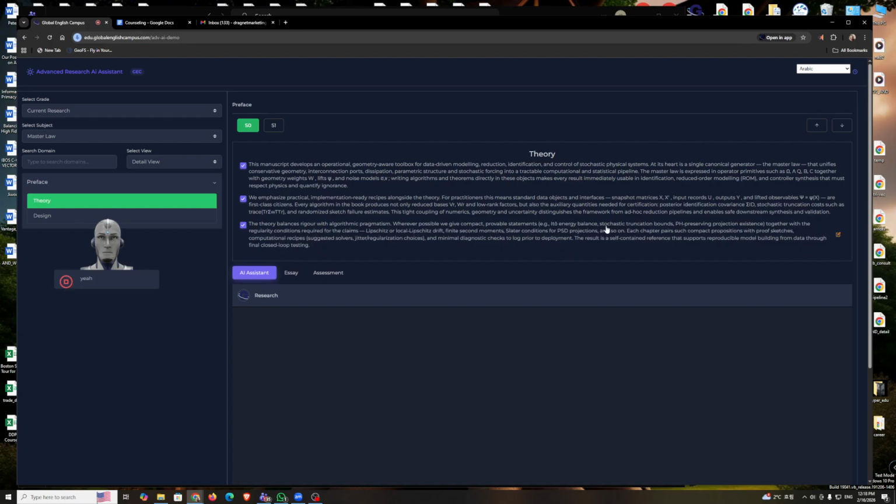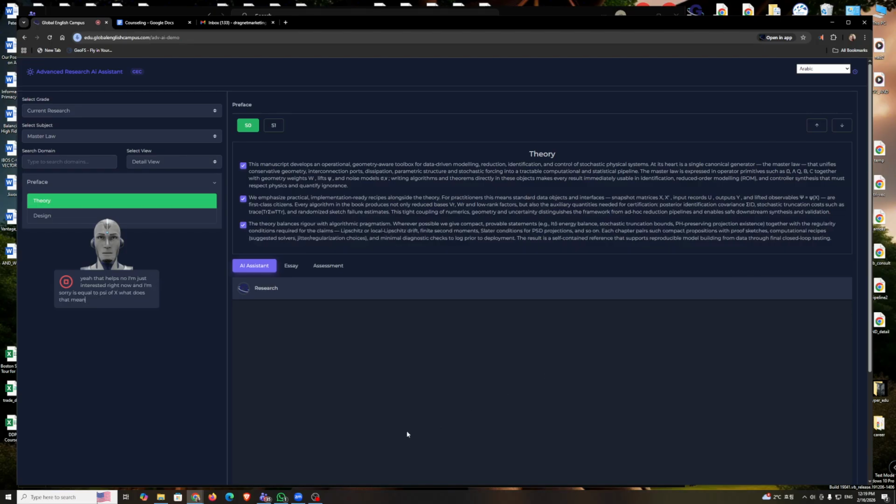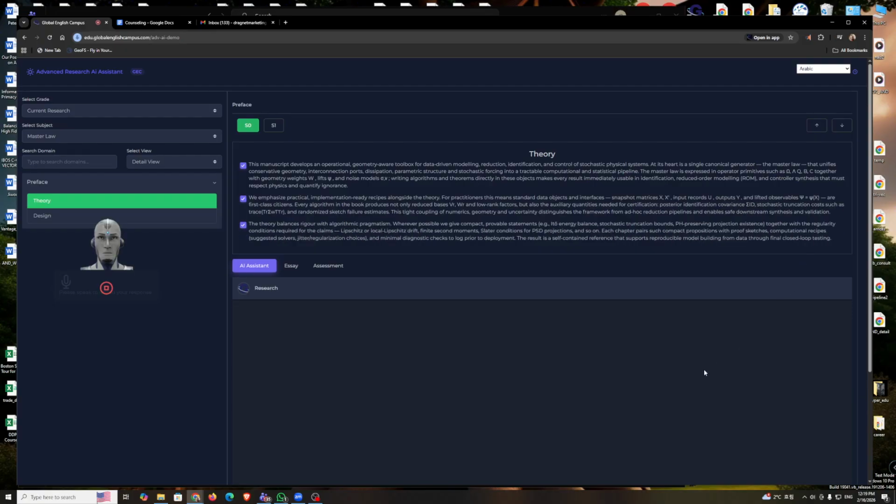Yeah, that helps. Now, I'm just interested right now in psi is equal to psi of x. What does that mean? No need to apologize. In this context, sigma being equal to psi x means that sigma represents a noise model derived from the lifting function applied to the data x. This transformation helps to integrate the noise characteristics into the higher dimensional representation of the system. Does that make sense?